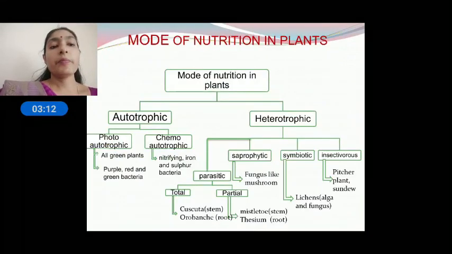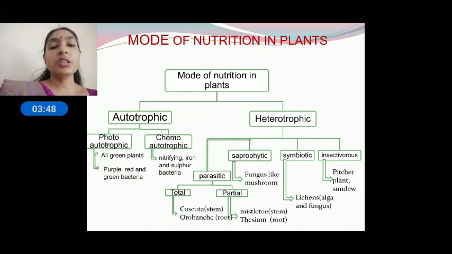nutrition in plants. The mode of nutrition in plants is divided into two types, autotrophic and heterotrophic. Autotrophic: auto means self, so those who prepare or produce their own food are called autotrophic. Heterotrophic means the plants which depend on other plants or other things for their food or nutrition are called heterotrophic. Hetero means other.